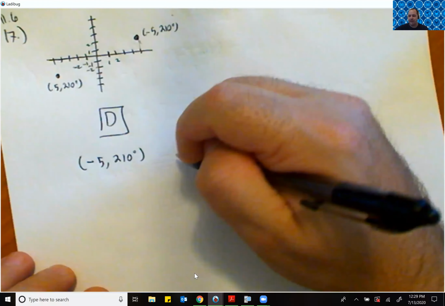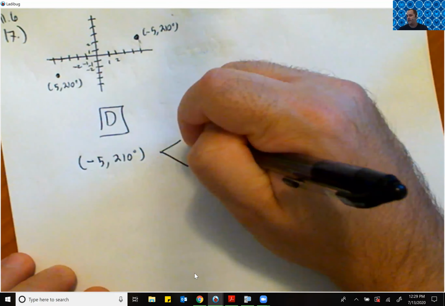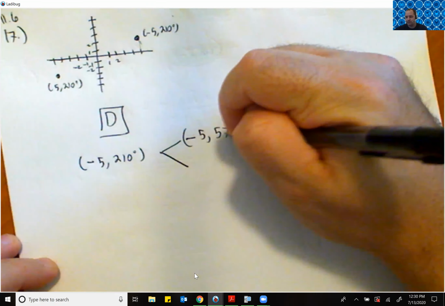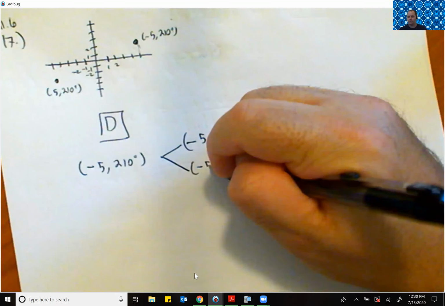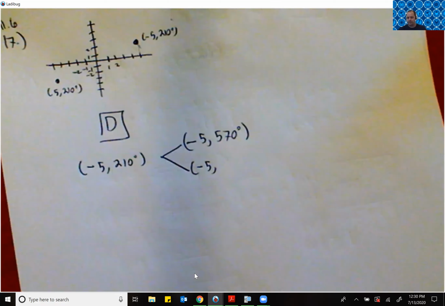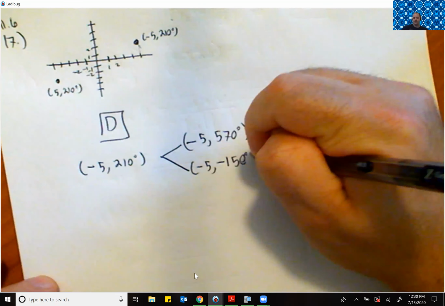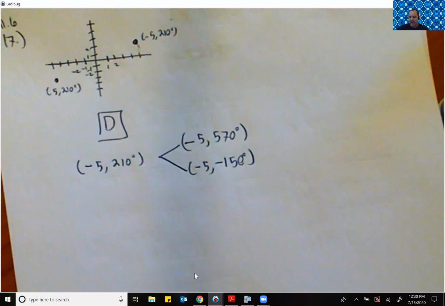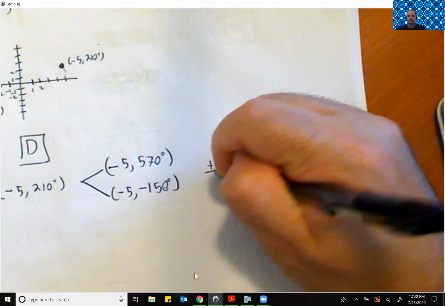So two other angles that are equivalent to this would be negative 5 and 210 plus 360 is 570 degrees. And 210 minus 360 is negative 150. So these are two valid pieces that we can work with. We can add 360 or subtract 360 degrees.